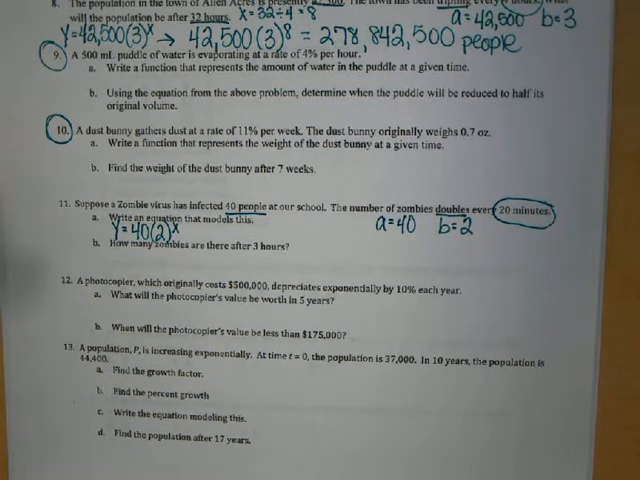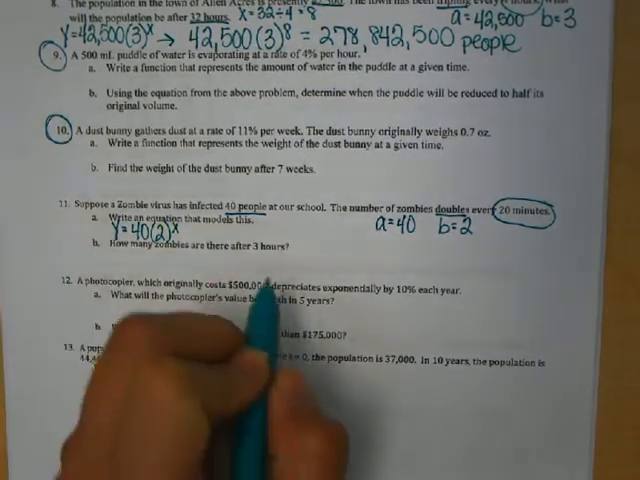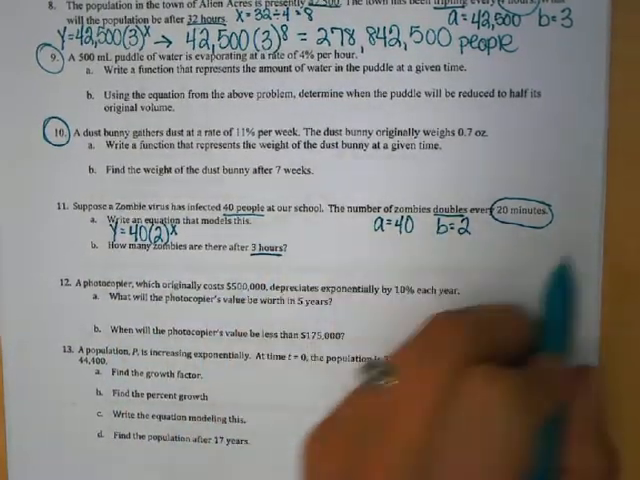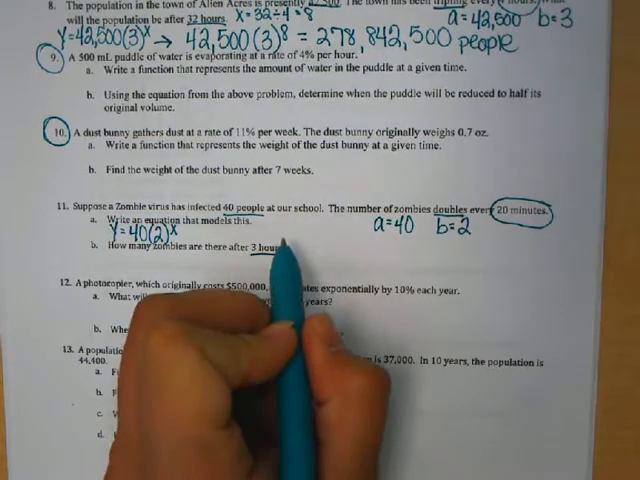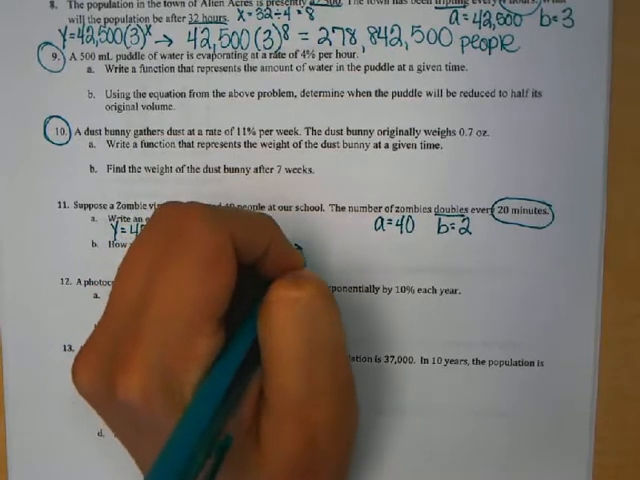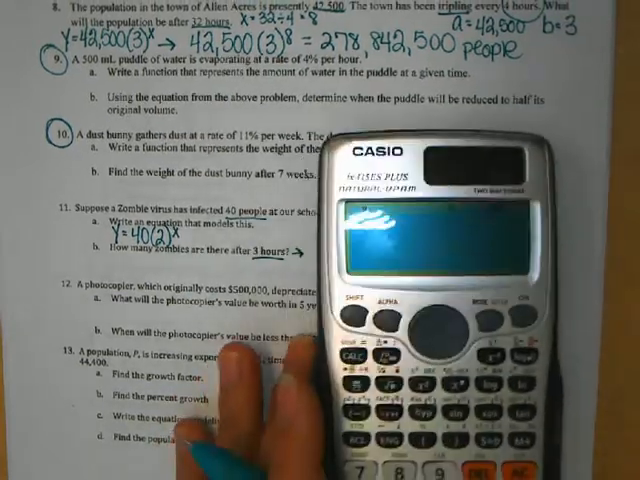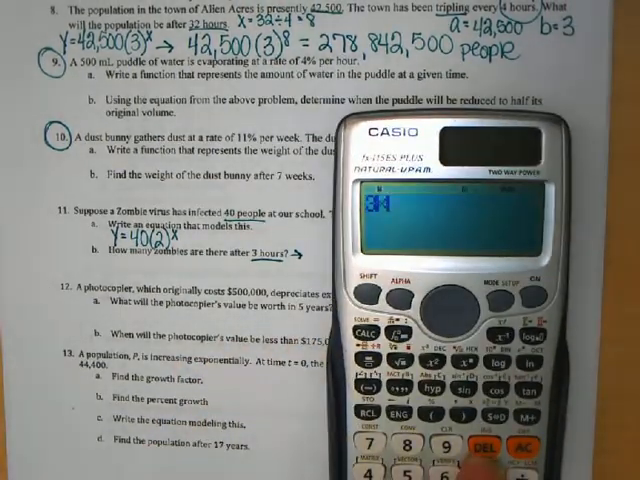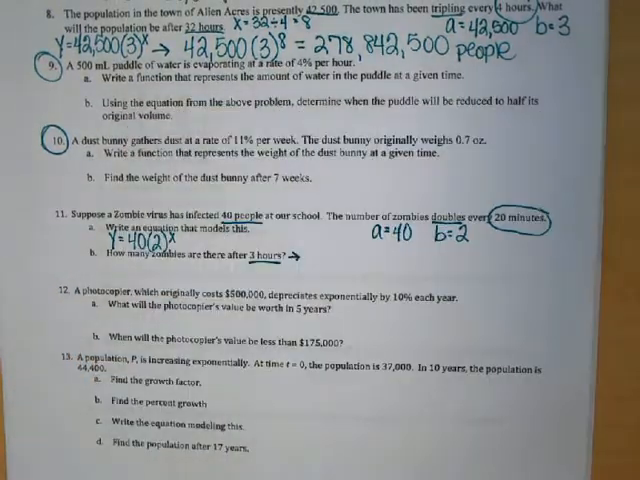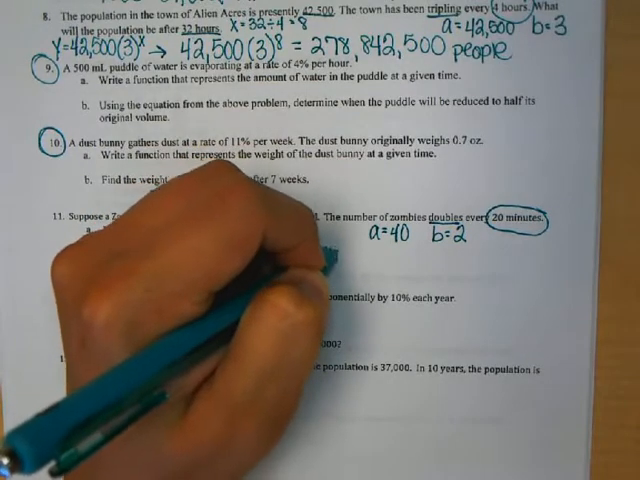Now, part B, this is where it gets a little bit more complicated, because now they're asking me how many zombies are there after 3 hours. Well, first thing I need to recognize is that I'm talking about 2 different units. I've got minutes here, I've got hours here. So I first need to change 3 hours to minutes. Well, if you think about it, how many minutes are in an hour? 60. So 3 times 60 is going to give me 180. So 3 hours is the same thing as 180 minutes.